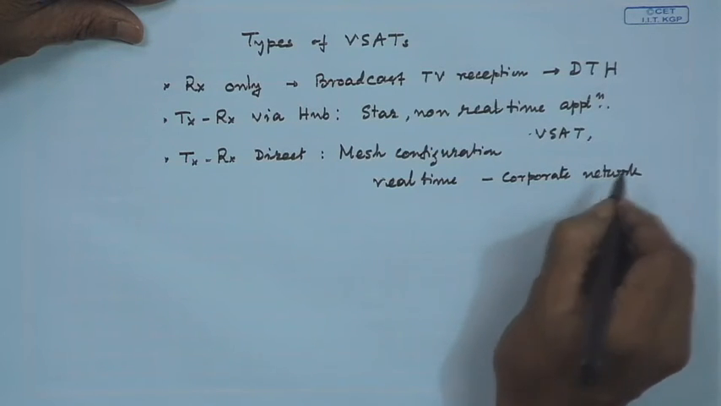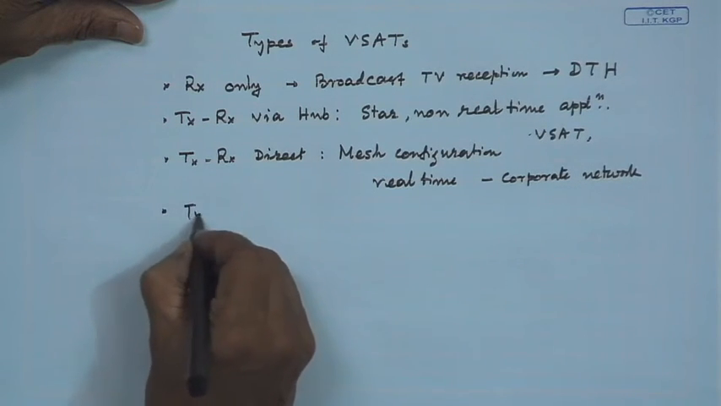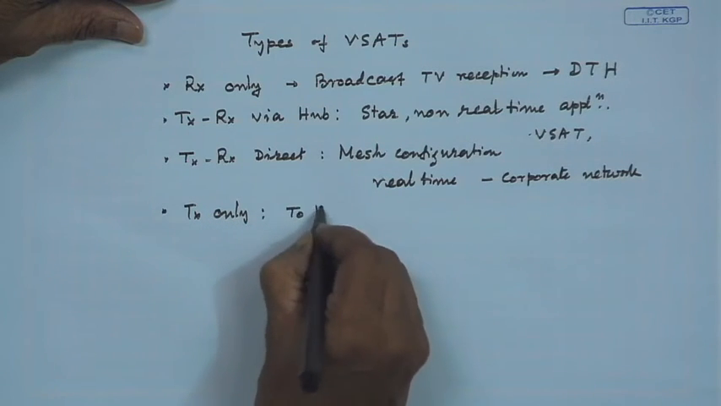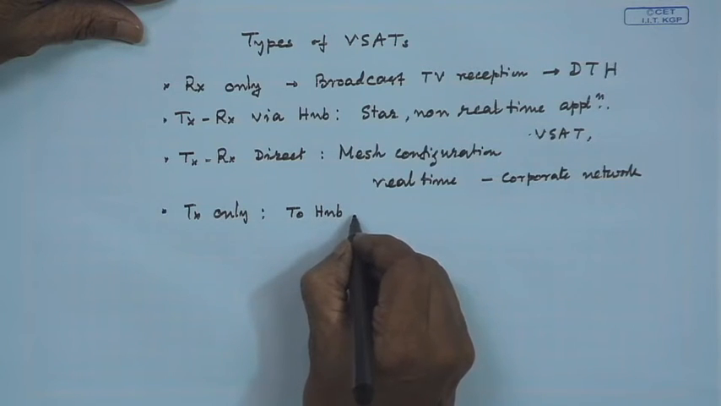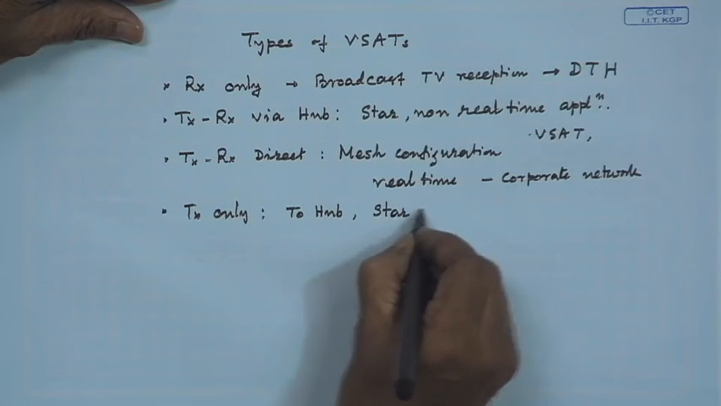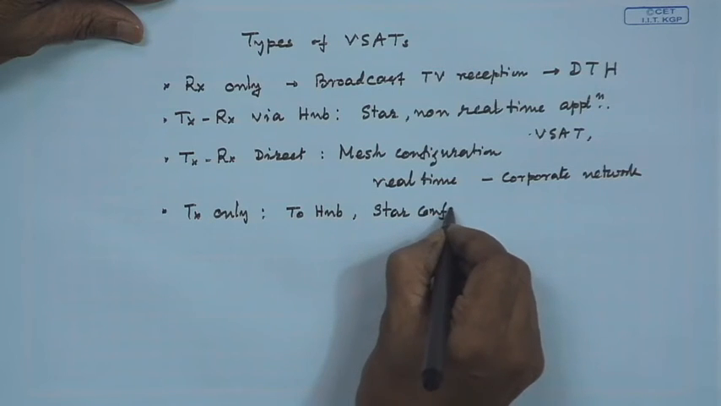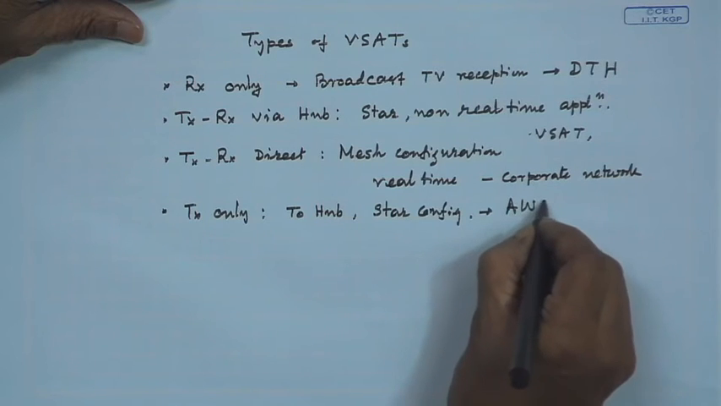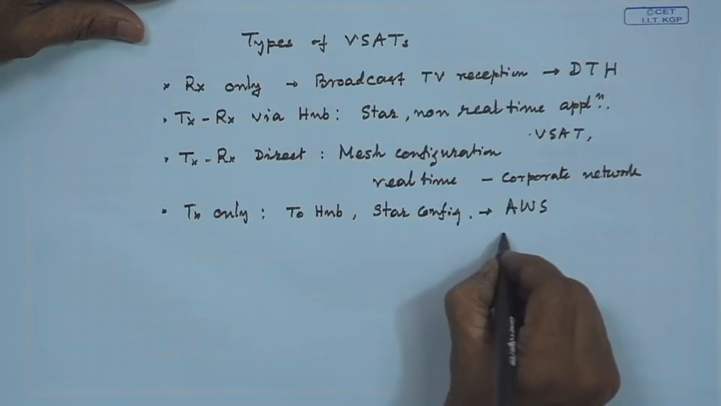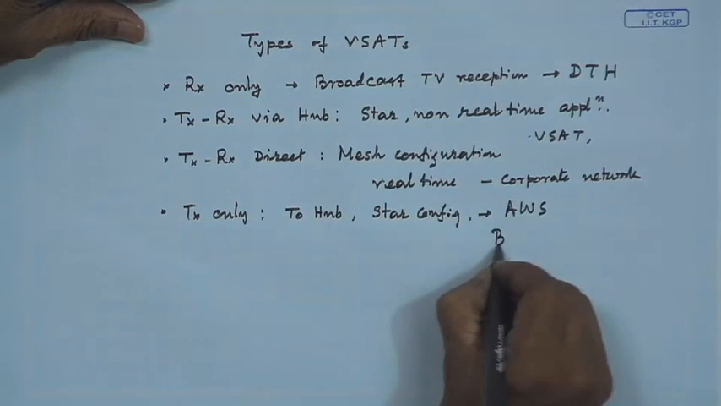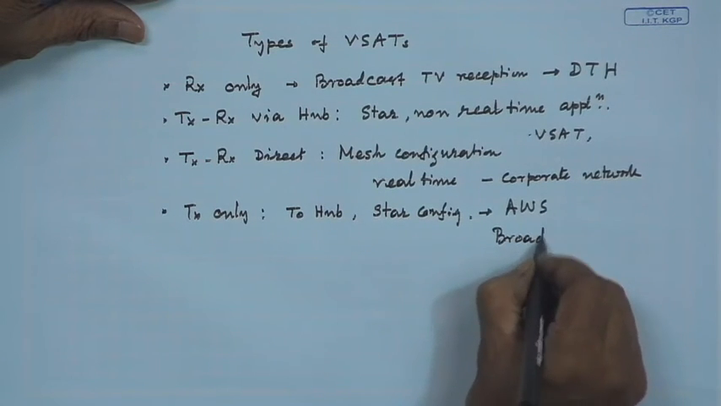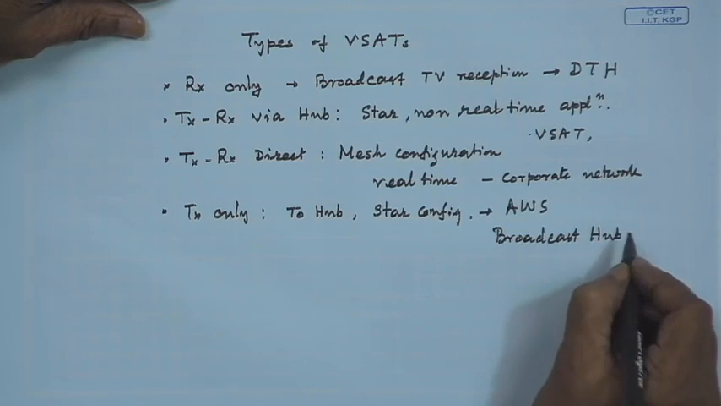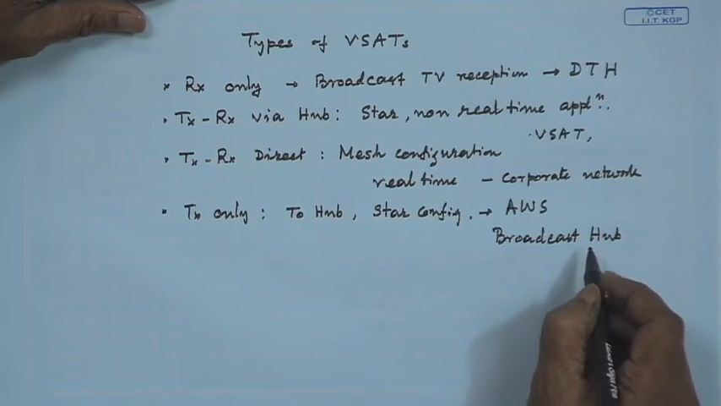where real time communication is required, and there could be transmit only, that is to hub, and it is a star configuration. Examples are automatic weather station, we explained. Also it could be the broadcast hub, where TV transmission is done by the hub station for broadcasting.